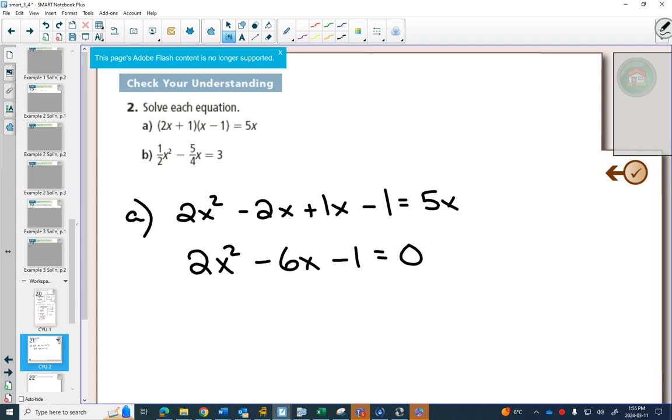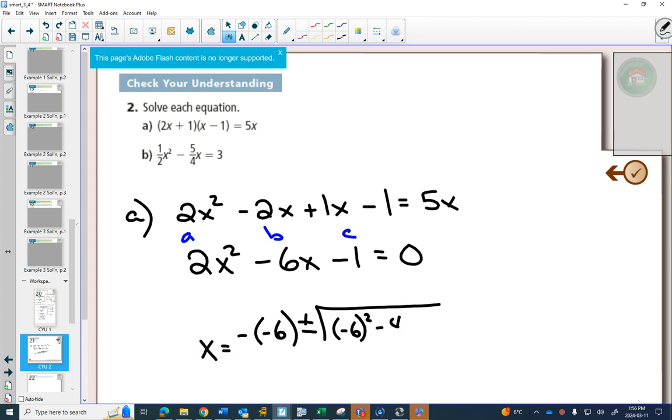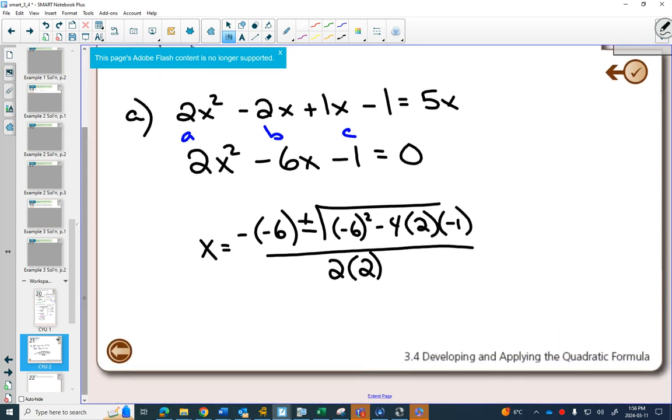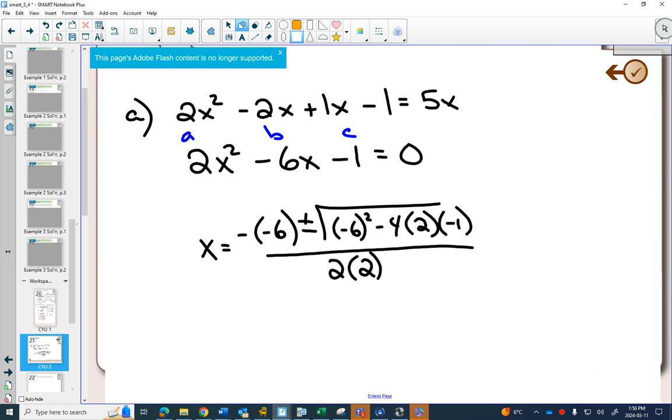So this is my A value. This is my B value. This is my C value. And my formula says x will equal negative B, so negative negative 6, plus or minus square root of B, which is negative 6 squared, minus 4 times A, which is 2, and C, which is negative 1, all over 2 times A. And now it's just a matter of simplifying from here.